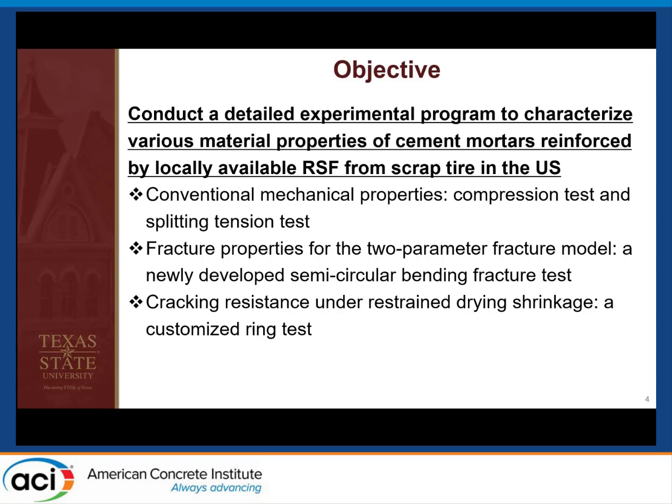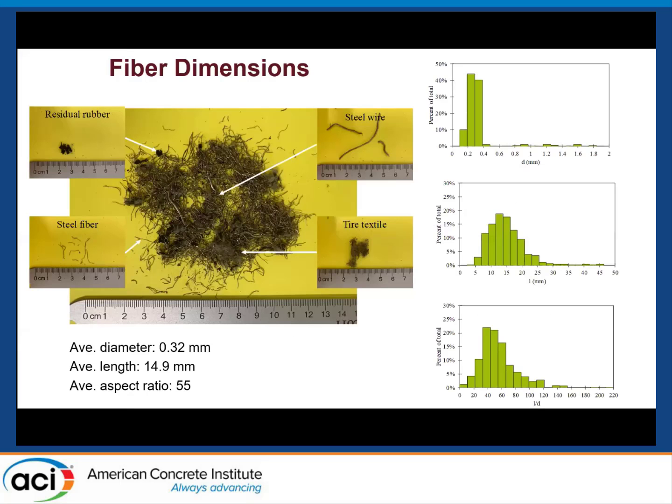In our study, we did conventional mechanical property tests, including the compression test and the split tension test. We also evaluated fracture properties of the recycled steel fiber reinforced cement mortar using a newly developed semicircular bending fracture test. We also did a cracking resistance evaluation of the cement mortar under restrained drying shrinkage by using a customized ring test. First of all, we collected the recycled steel fiber from a big tire recycler company in Houston, Texas.